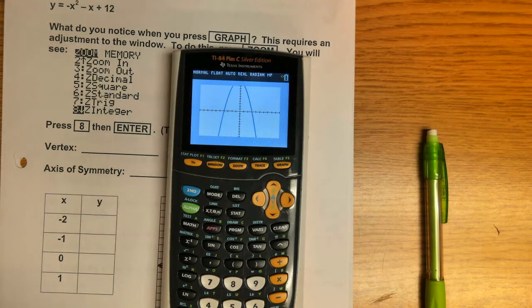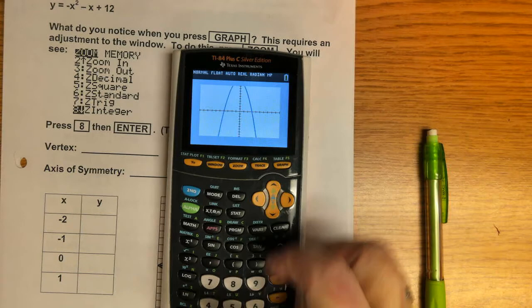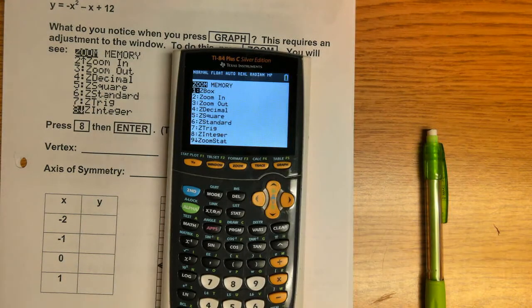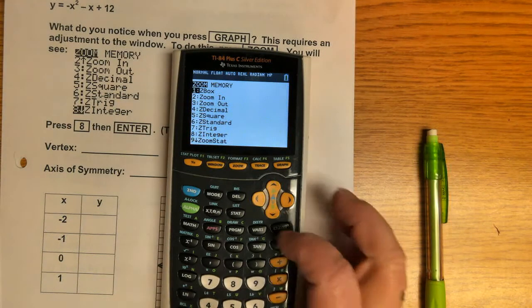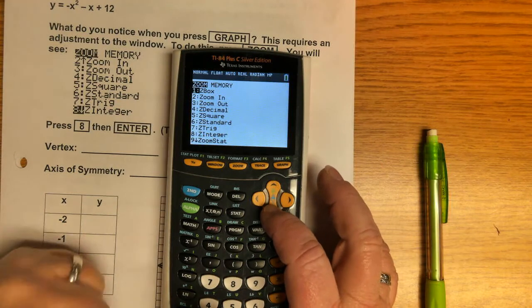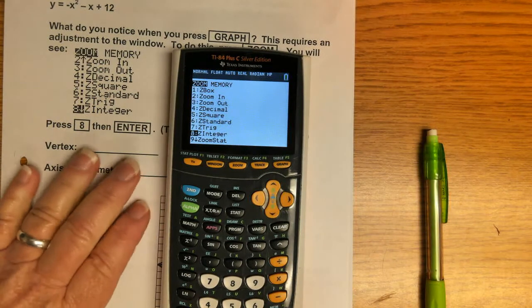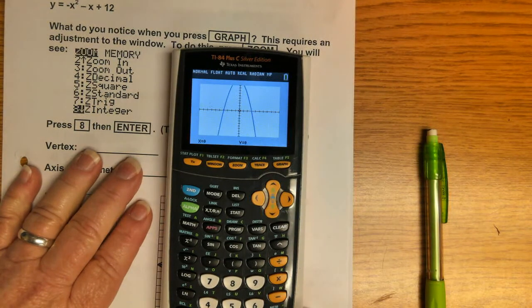Oh, you can't see it. So it says this requires an adjustment to the window. To do this, press zoom, which is a yellow key up here. Okay. Then it says go to number 8, which is Z integer. So you can either highlight 8 or you can press the number 8, whichever you would like, and then press enter. And now it says the vertex should be visible. It ain't visible, is it? Mine isn't. Is yours?